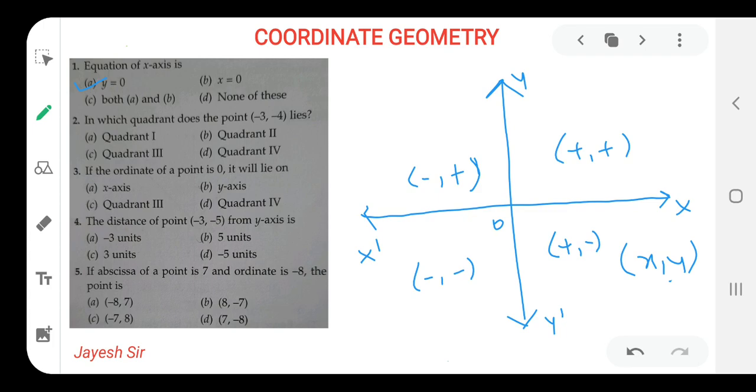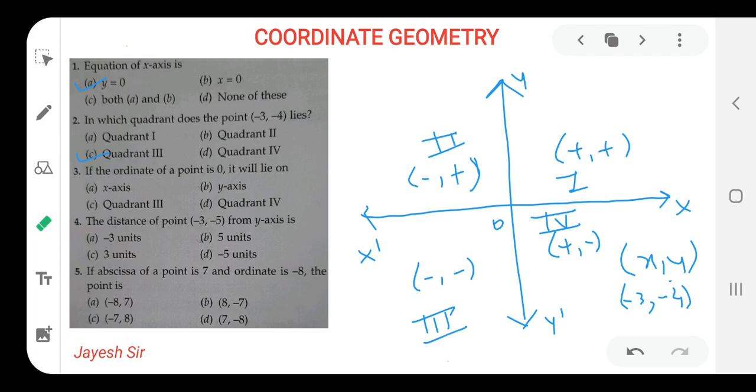Now what is given? -3, the x term has a minus sign, and the y term also has a minus sign. Both terms have minus signs. That means it lies in quadrant 3. It is quadrant 1, quadrant 2, quadrant 4. So it lies in quadrant 3, and the correct answer is C. I hope you all might be getting it.